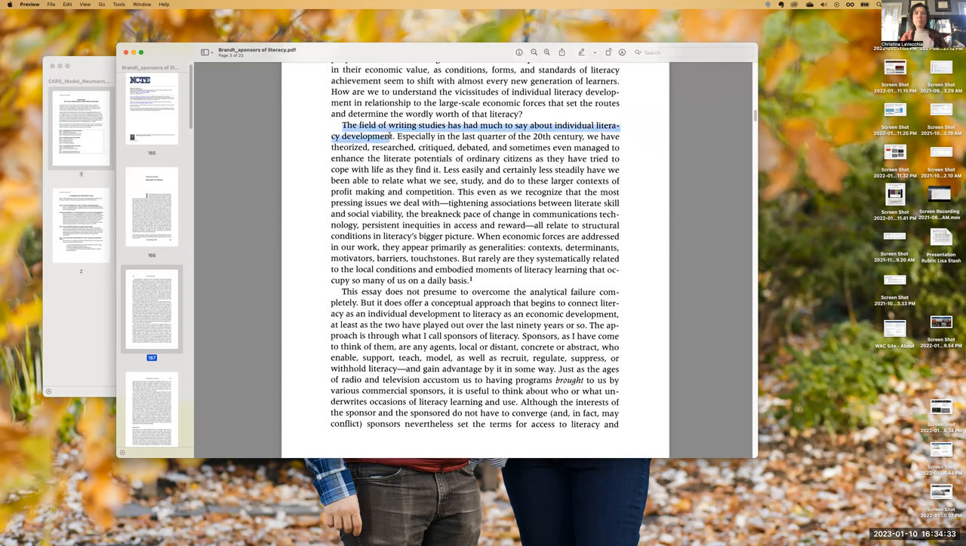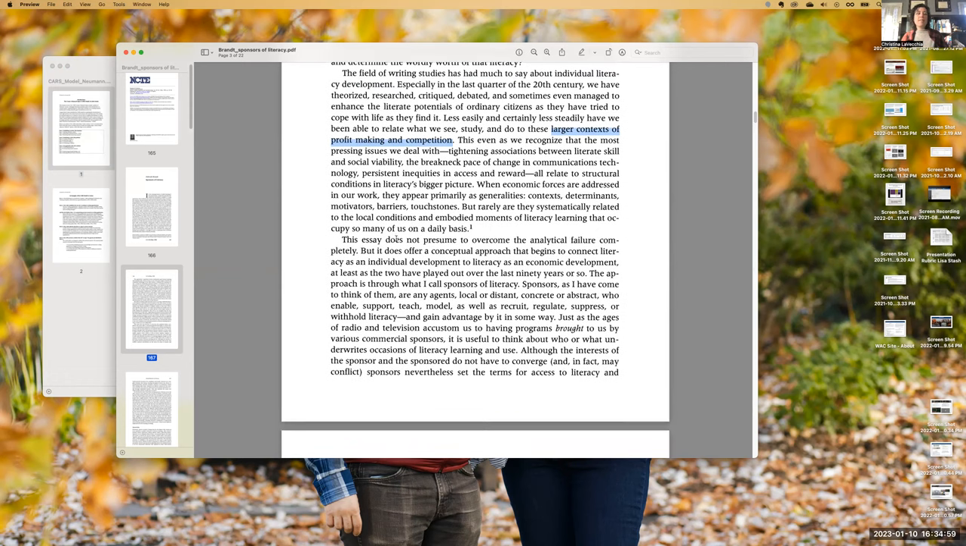Now we see this is a much more helpful sentence, right, for understanding what she's writing about. The field of writing studies has had much to say about individual literacy development. But this is where she starts to get to the problem. But we haven't yet done enough to look at larger contexts of profit making and competition. In other words, we haven't looked enough at how it has an economic component. And here's where we know she's going to start saying what she's doing to fix that problem.